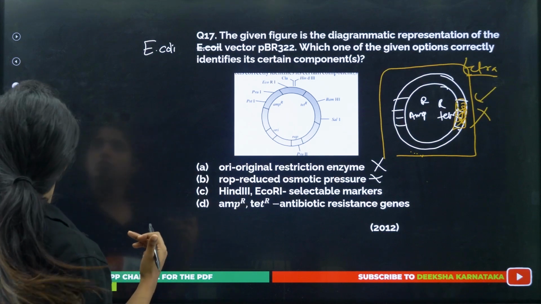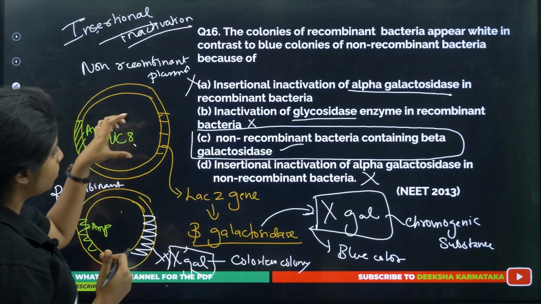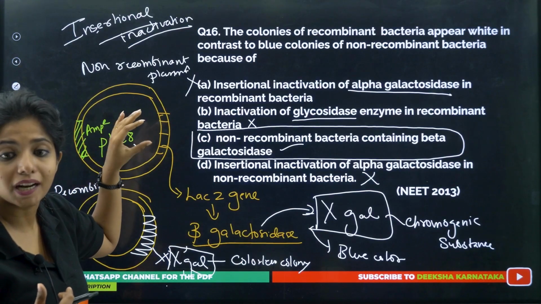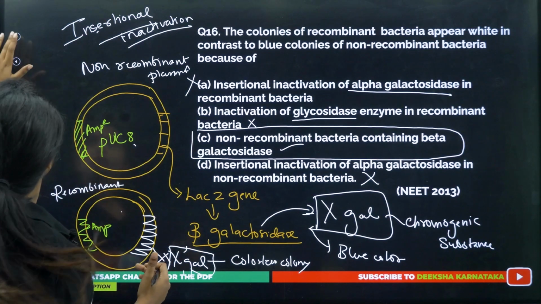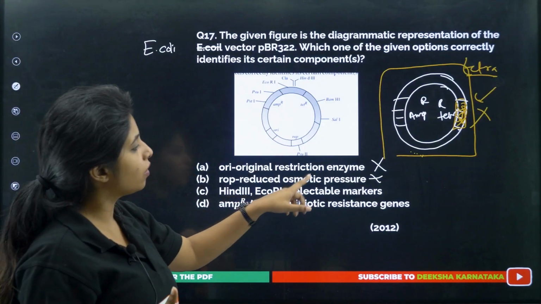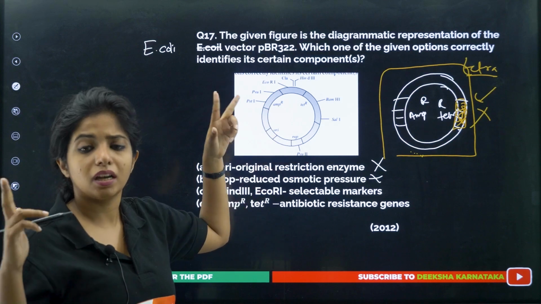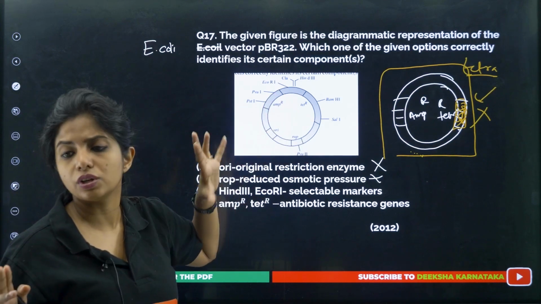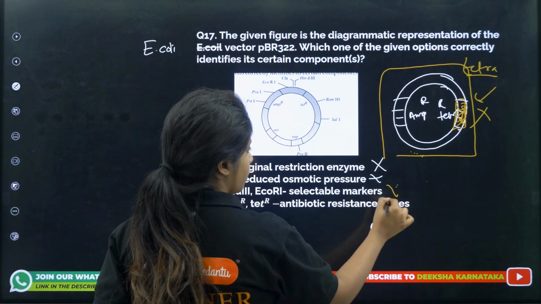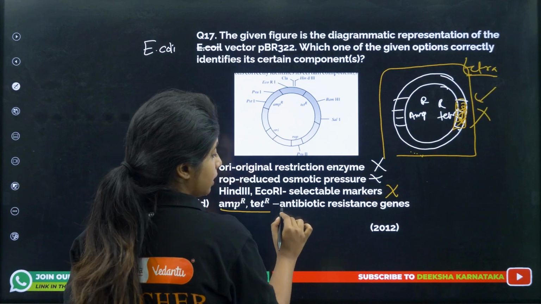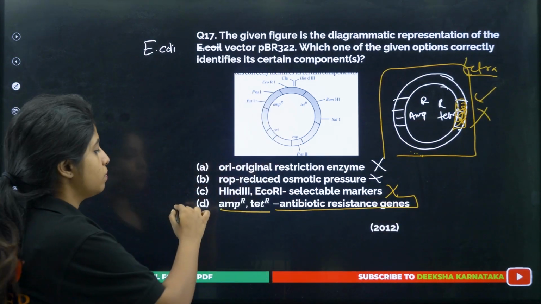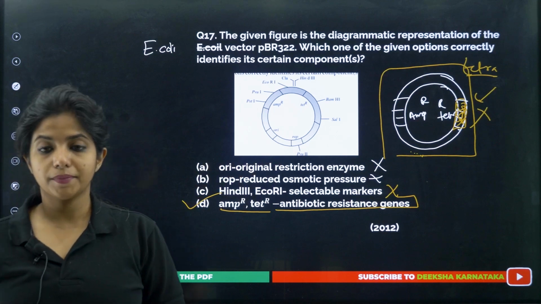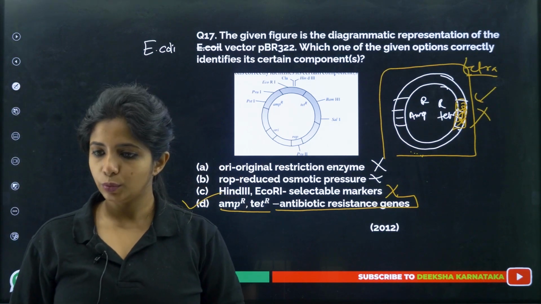So one selectable marker, you saw it in this question also. Basically the LacZ gene was acting as a selectable marker. Ampicillin resistant gene was also acting like a selectable marker. But over here, HindIII and EcoRI are not selectable markers. Basically, they are enzymes which will cut at the recognition sites. So this becomes wrong. Ampicillin resistance and tetracycline resistance are antibiotic resistant genes. That is entirely correct. So this becomes the answer. Answer number 17th. Cool? Works?